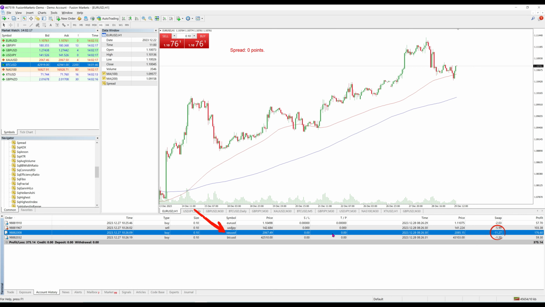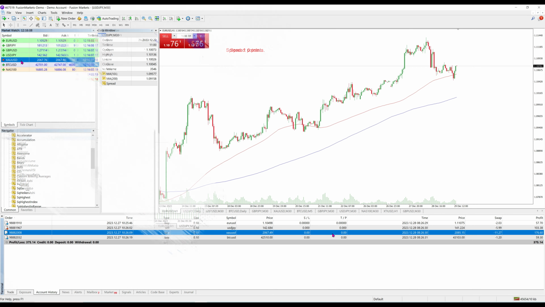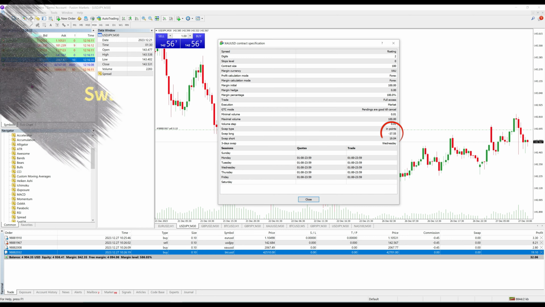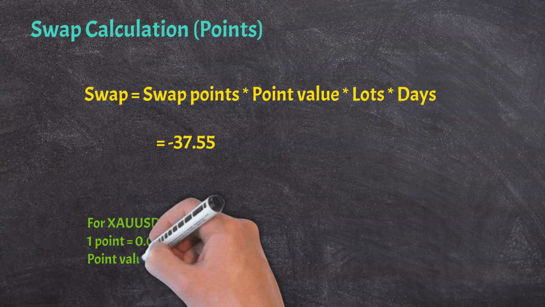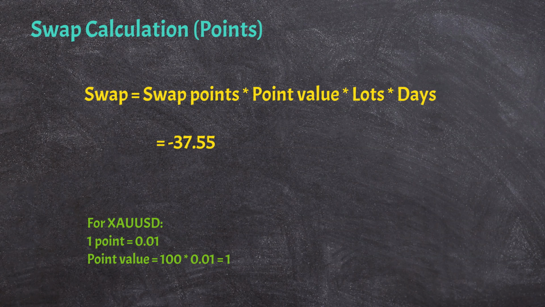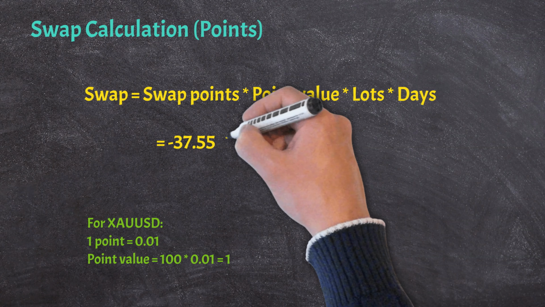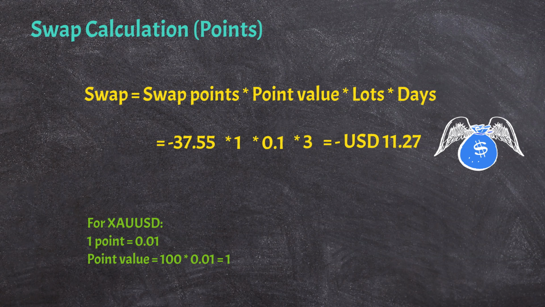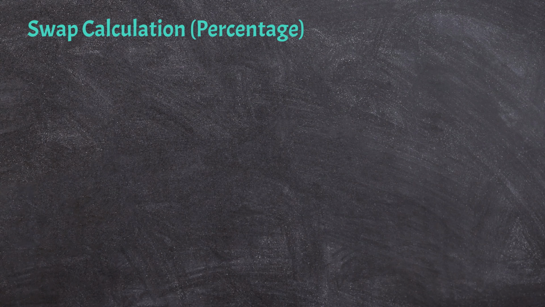Next up is gold with its brutal swaps. Long swap was at minus 37.55. 1 point in gold is 0.01 with a point value of $1, producing over $11 of swaps for a single night. That's it for swap in points. Easy so far? Now let's talk about percentage-based swaps.